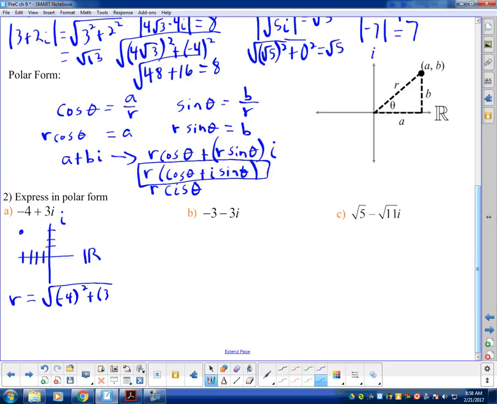This is exactly what you did with the rectangular coordinates when you were changing it to polar. You had to find r and you had to find theta, right? You just have to write this in a little different form. You're attaching cosine theta and sine theta. So r equals, it's a 3, 4, 5 right triangle, right? So it's 5. And theta, how do I find theta?